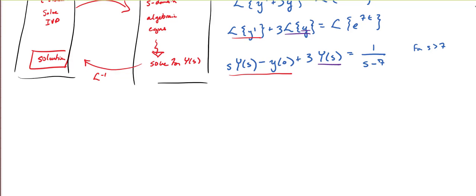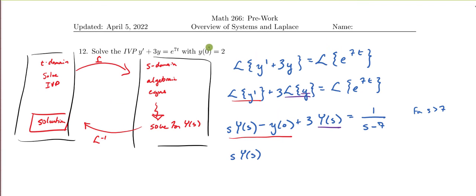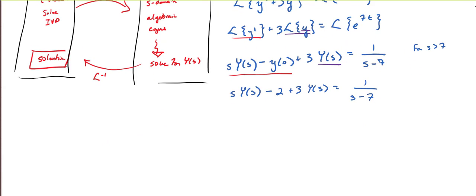Okay, it may not look like it, but what I have here is now an equation that I can solve for the unknown function y sub s. Why is that? Well, let's do just a little bit more clarification here. We've got s y sub s, and notice that that's the minus y sub 0, but that's just the initial condition to this IVP. So we've got minus 2 plus 3y sub s is equal to 1 over s minus 7. So all I need to do now is solve this equation for y sub s. So let's go ahead and do so.